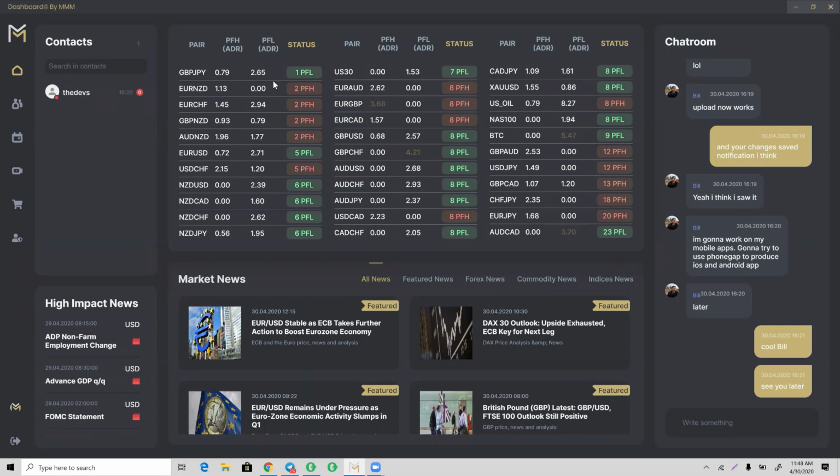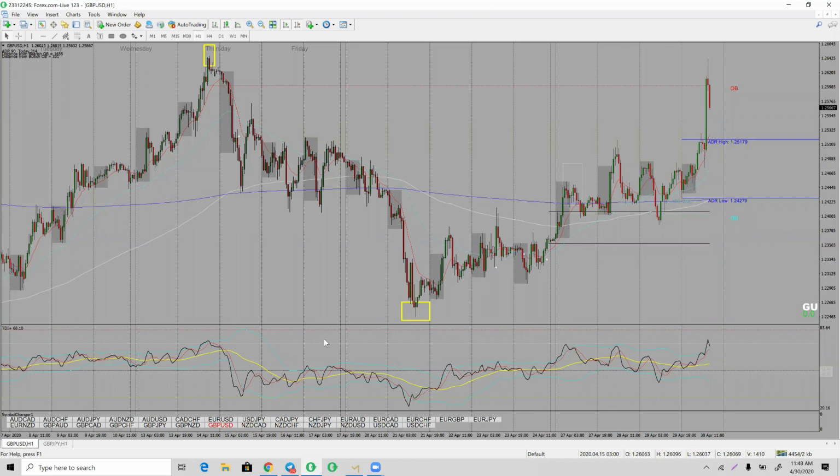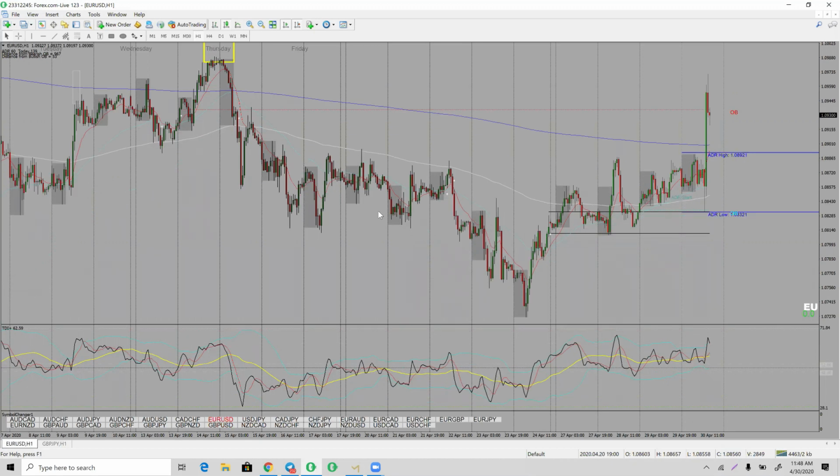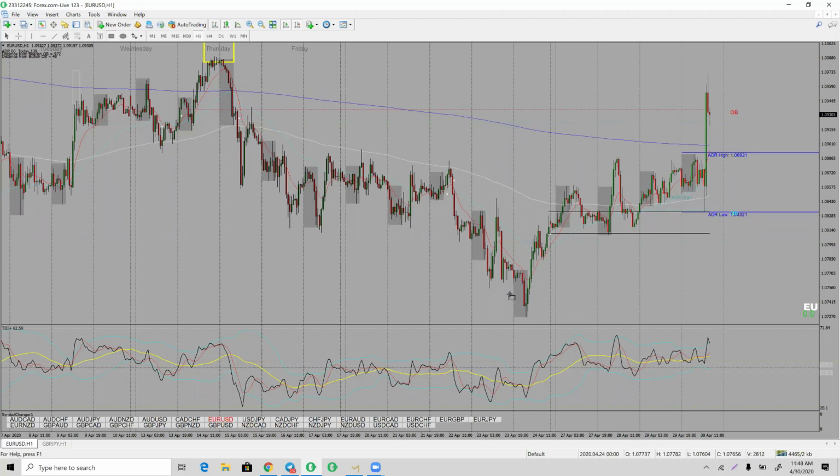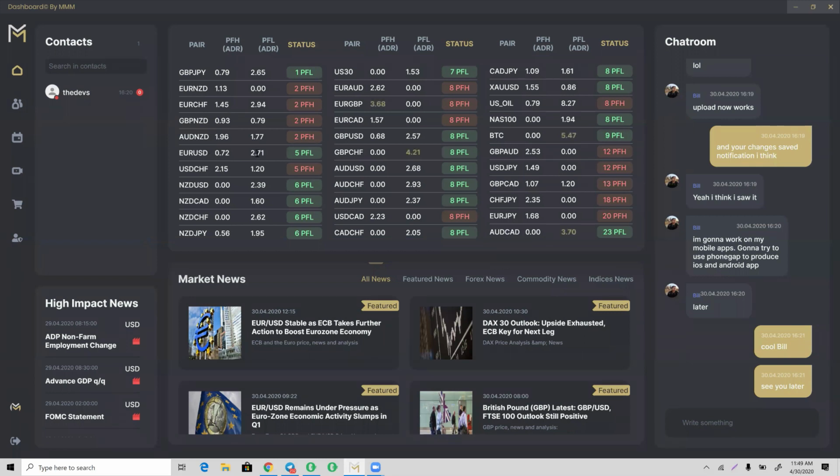So I want to keep this video quite short. I don't want to overwhelm you with too much information on how it works. And for example, let's take a look at another pair here. Let's take a look at Euro US dollar. So the Euro US dollar's peak is all the way down here. We have Euro US dollar at 5 peak formation low.